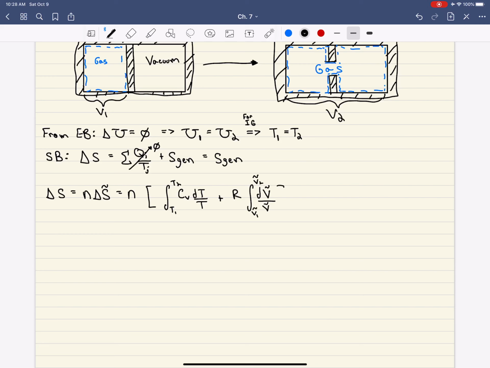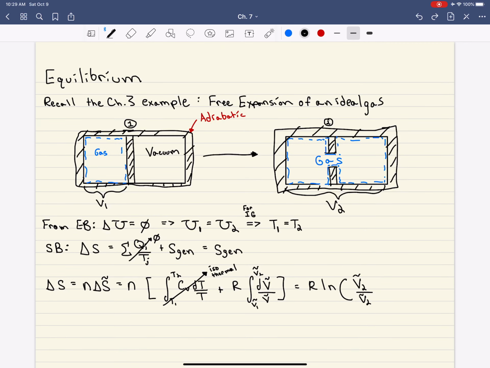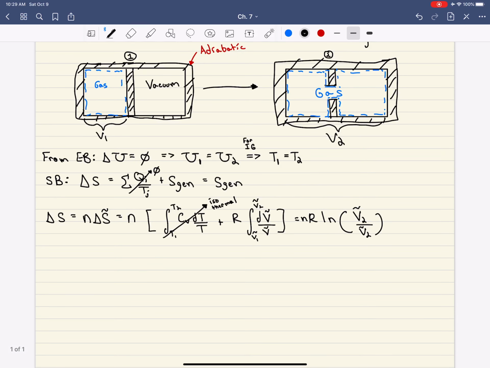V2. This process, as we showed from the energy balance, is isothermal. So this first term goes away. And if we just carry out the integration on the volume integral, we get that delta S is just equal to nR natural log of the molar volume 2 over the molar volume 1.